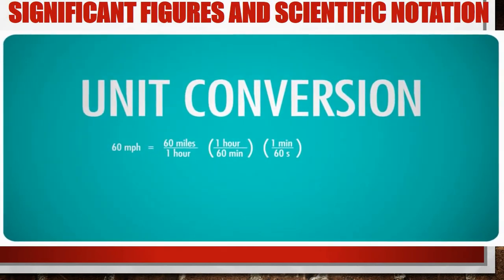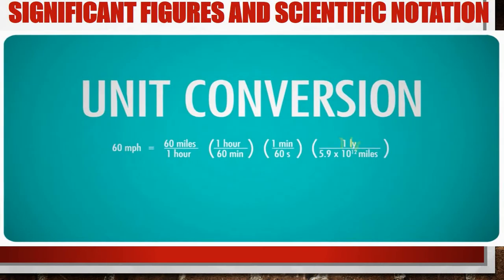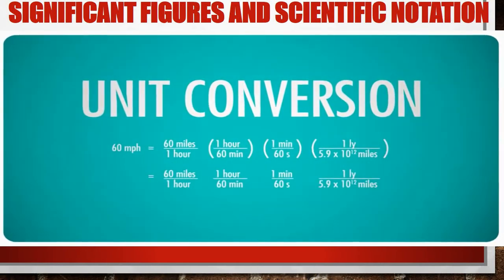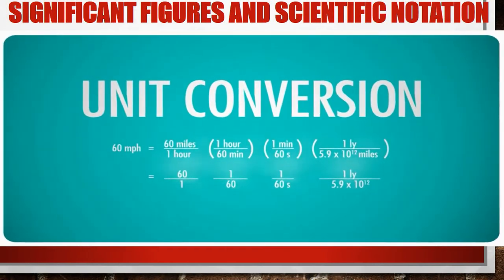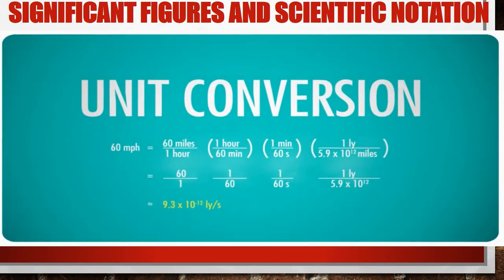Now we go to light years. I asked Google, and there's 1 light year in every 5.9 times 10 to the 12th miles. Looking at this, we see that the hours cancel, and the minutes cancel, and the miles cancel, leaving us with light years per second. That's really what matters. We've come out with the correct units. The rest is just hammering at the calculator to discover that a car going 60 miles per hour is also going 9.3 times 10 to the negative 12th light years per second.